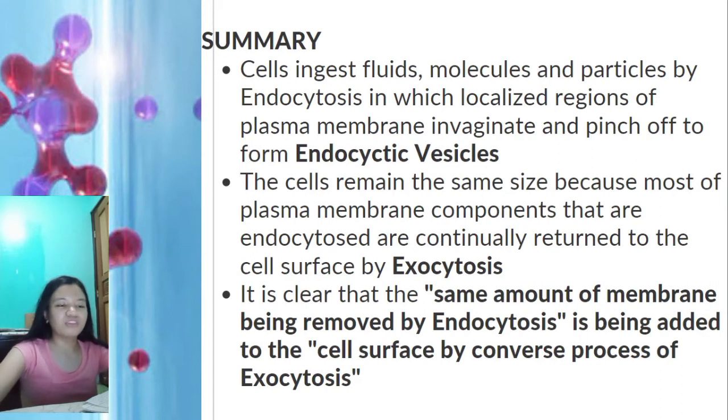So in summary, cells ingest fluids, molecules, and particles by endocytosis, in which localized regions of the plasma membrane invaginate and pinch off to form endocytic vesicles. Okay? So the cells remain the same size because most of the plasma membrane components that are endocytosed are continually returned to the cell surface by means of exocytosis. So it is clear that the same amount of membrane removed by endocytosis is the same amount added to the cell surface by the converse process of exocytosis.